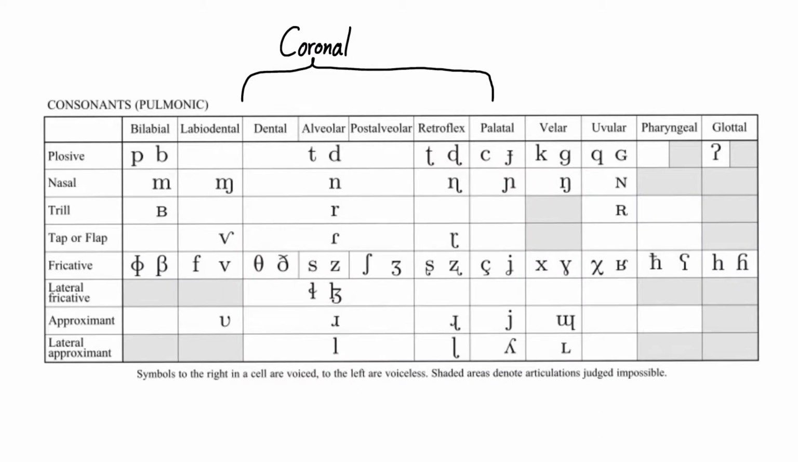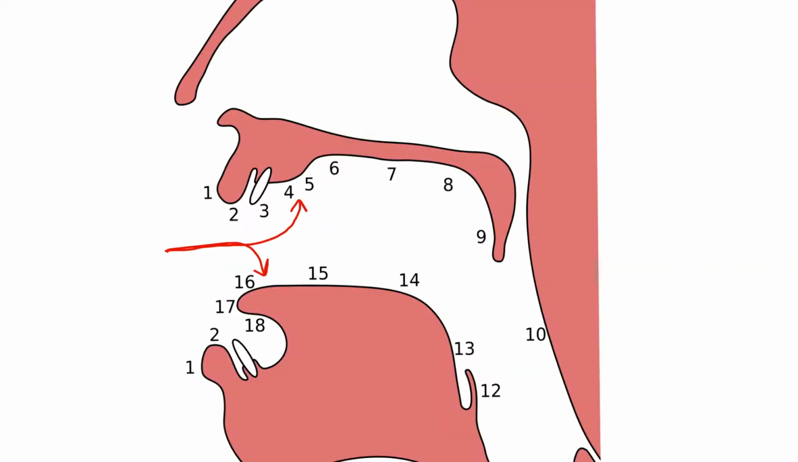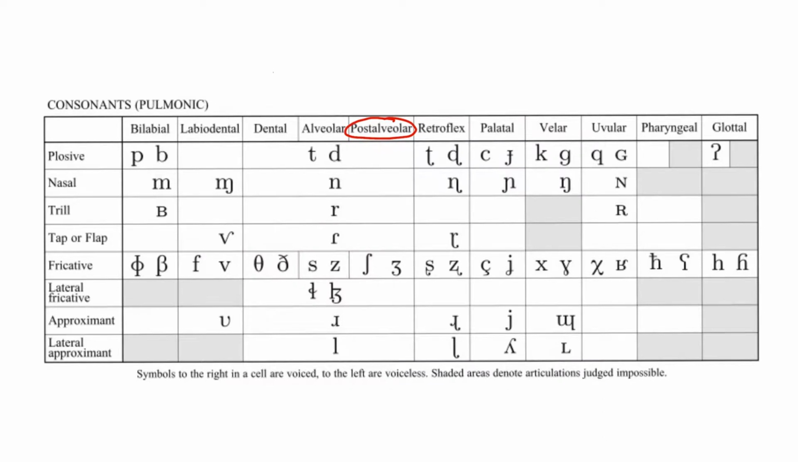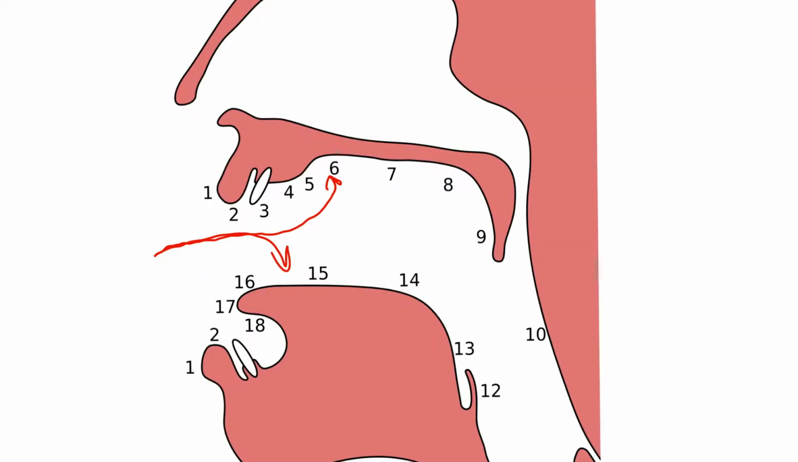Now we're on to the coronal consonants. Dental consonants are the ones that are articulated with the tongue against the upper teeth. Alveolar consonants are articulated with the tongue against or close to the superior alveolar ridge, which is here. Postalveolar consonants are the ones that are articulated with the tongue touching the back of the alveolar ridge.